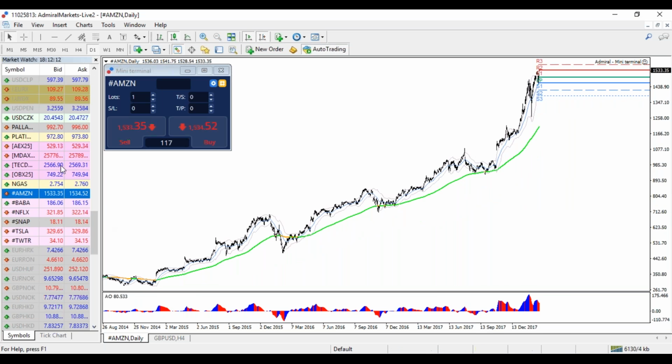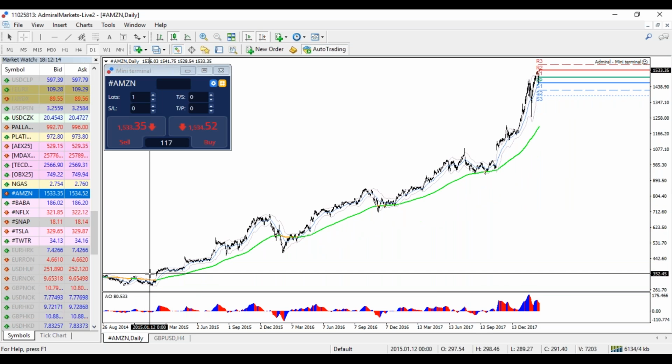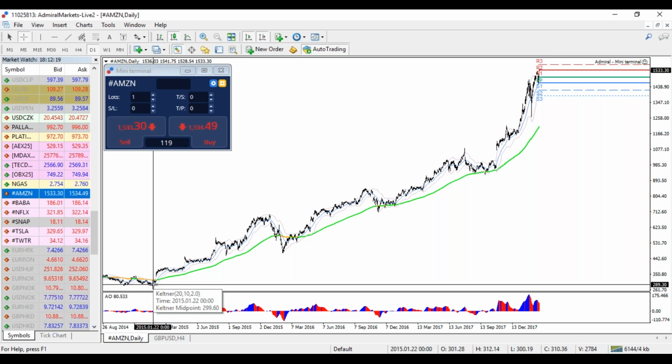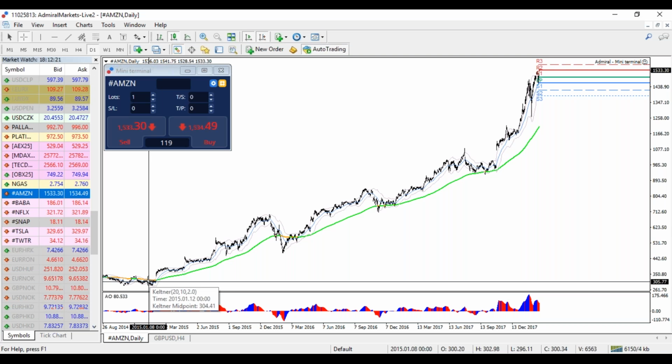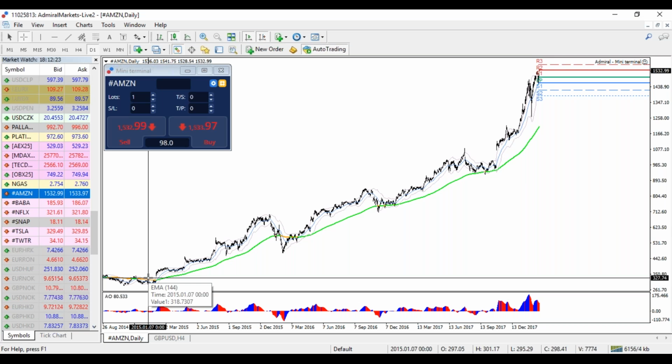I mean, if you can imagine it, just 3 years ago, yes, 3 years ago, it was still below 300. Quite a spectacular run on Amazon.